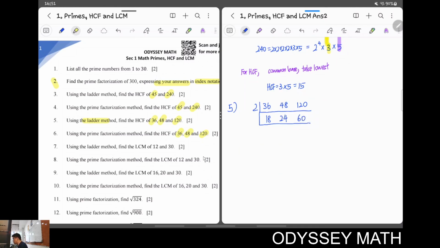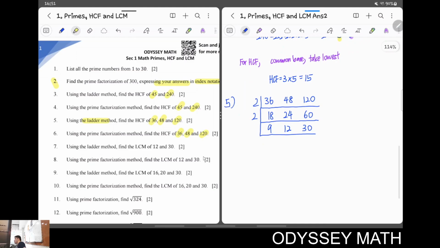Can 18 be divided by 2 nicely? Yes. Can 24 be divided by 2 nicely? Yes. Okay, so we have 9, 12 here. Can 60 be divided by 2 nicely? Yes. So we get 30 here. Okay, now 9, 12, 30.